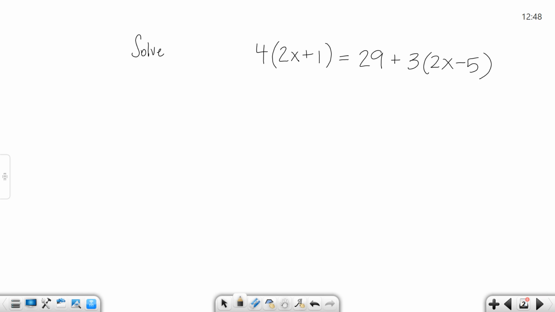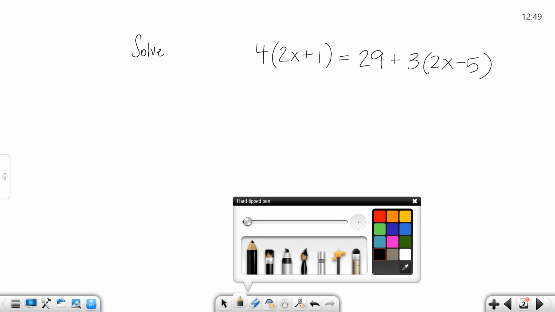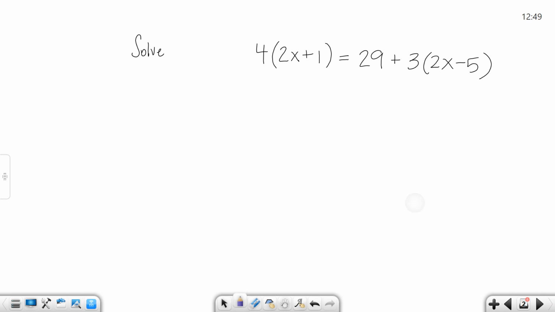So here's our first one. You'll see it's really busy. There's a lot of stuff going on. It's way too busy to solve right now. So first of all, we need to simplify both sides.